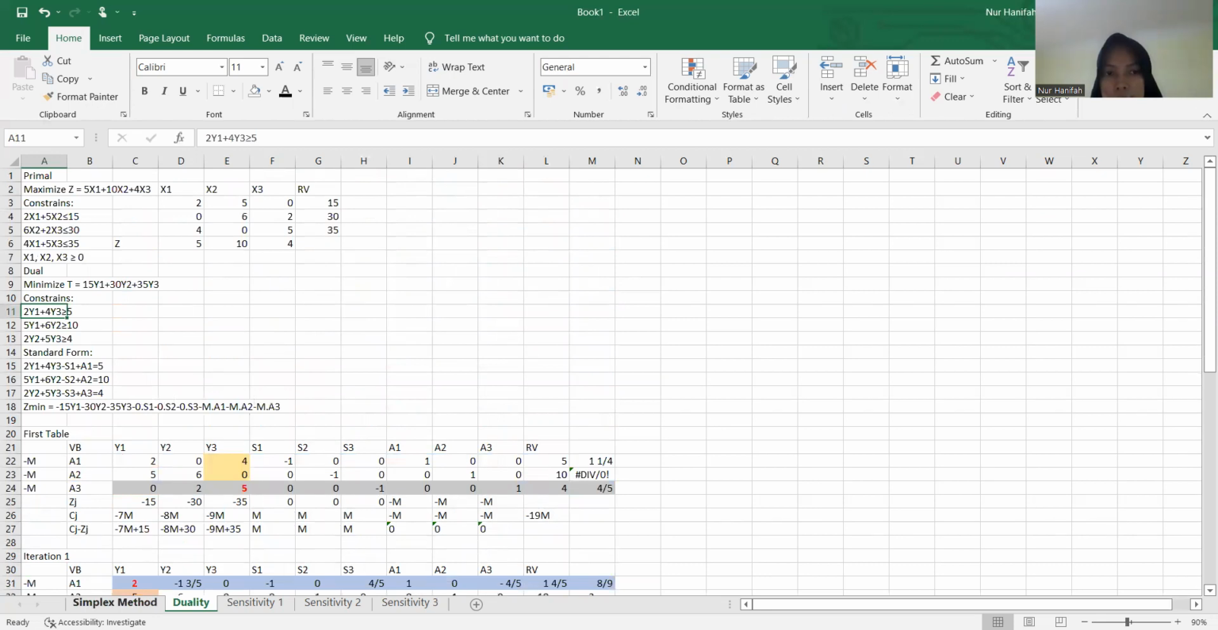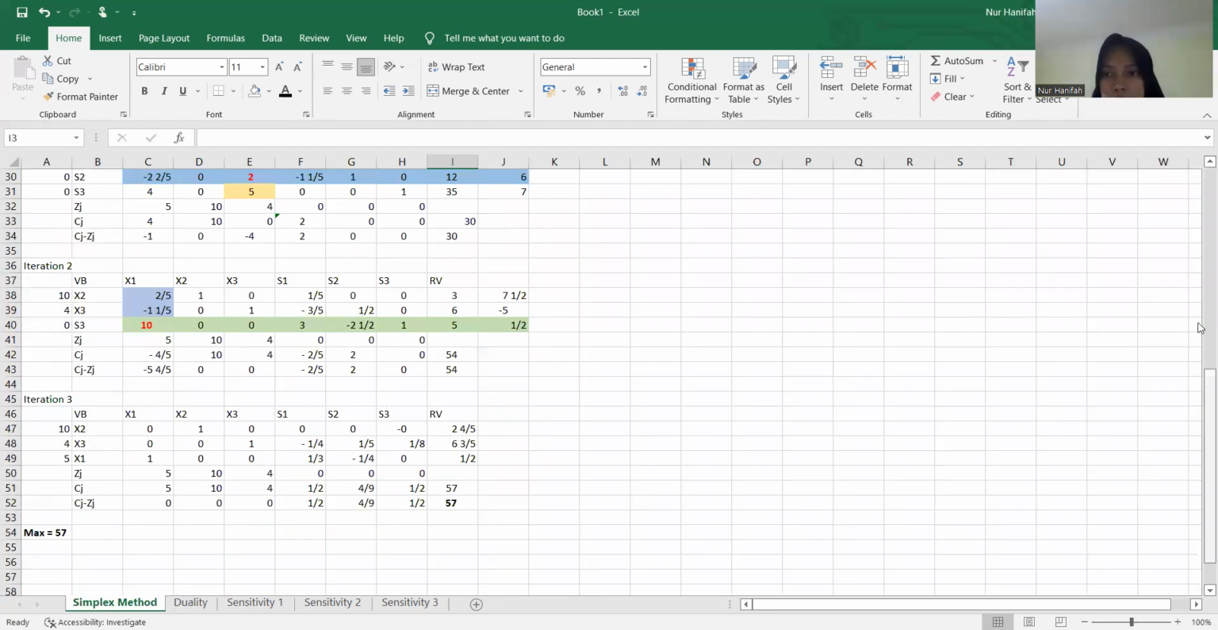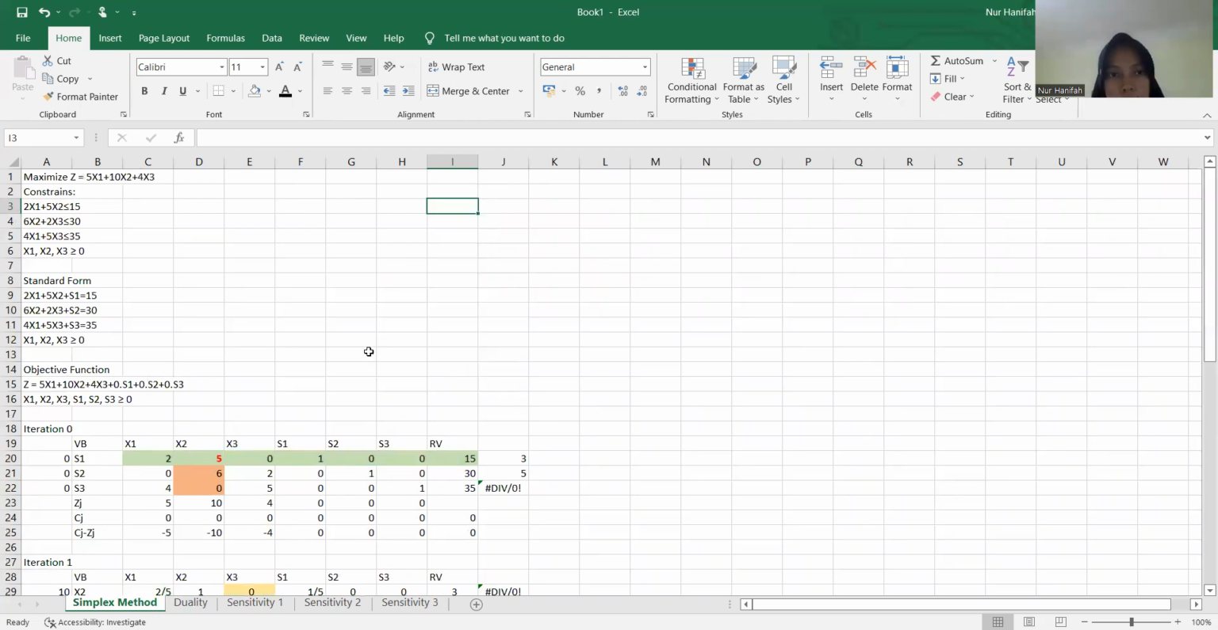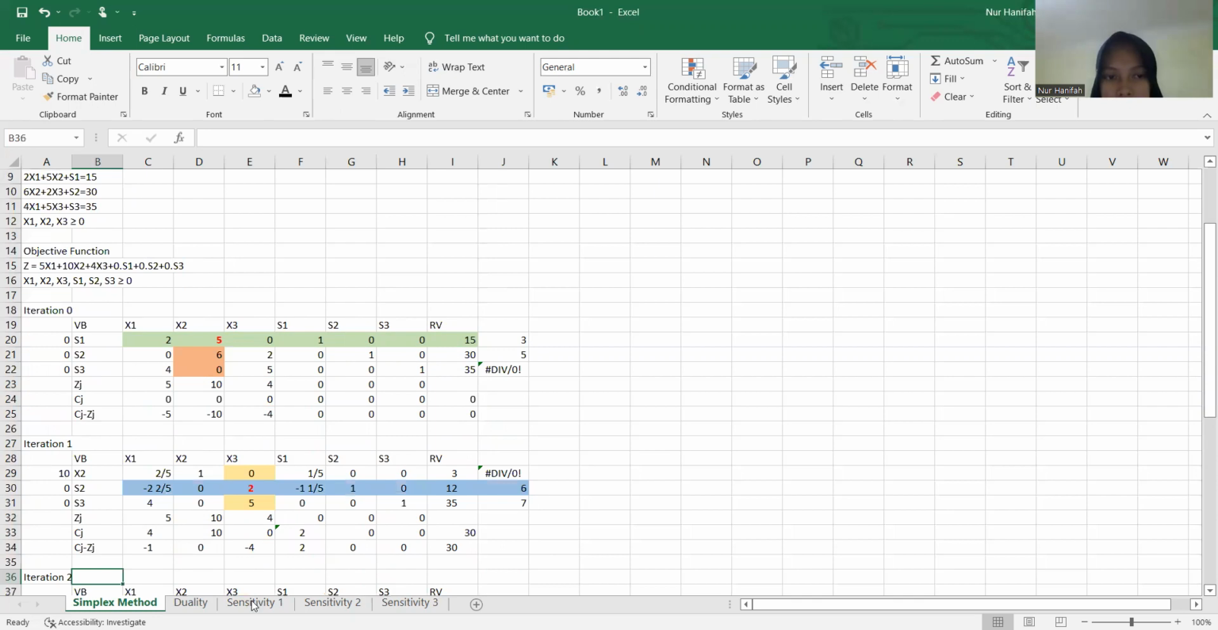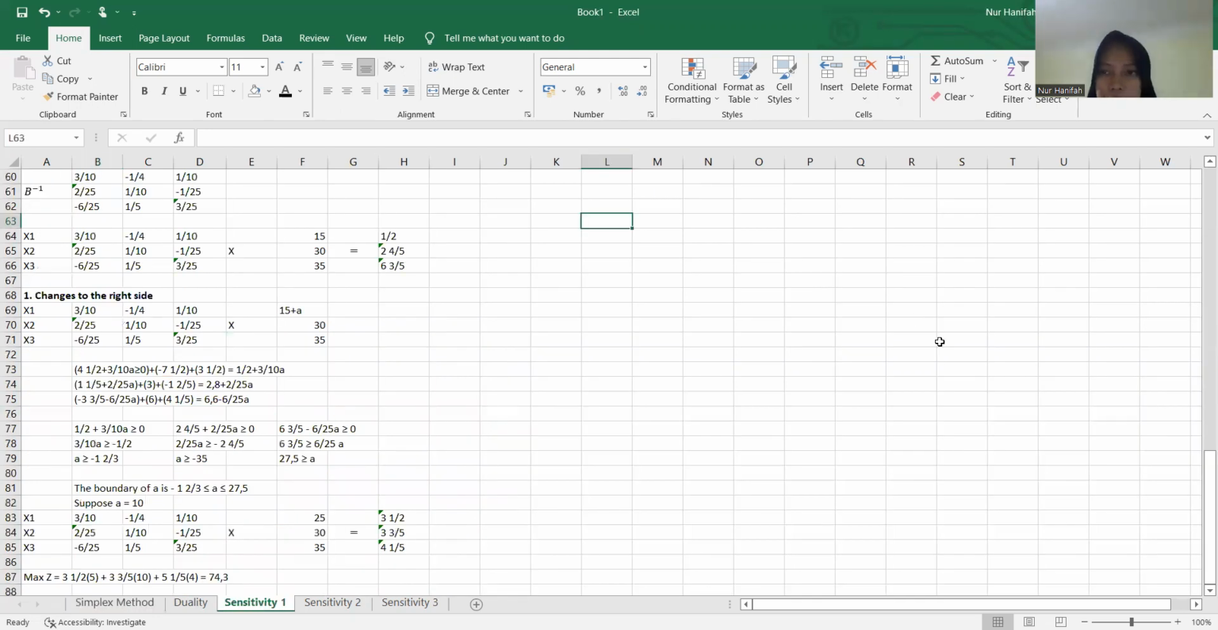And next, we will conclude whether this problem is degenerate or not. We look at the right value here in the index, because the right value of the constraints is not equal to 0, so this is not a degeneracy problem. We continue to sensitivity 1.